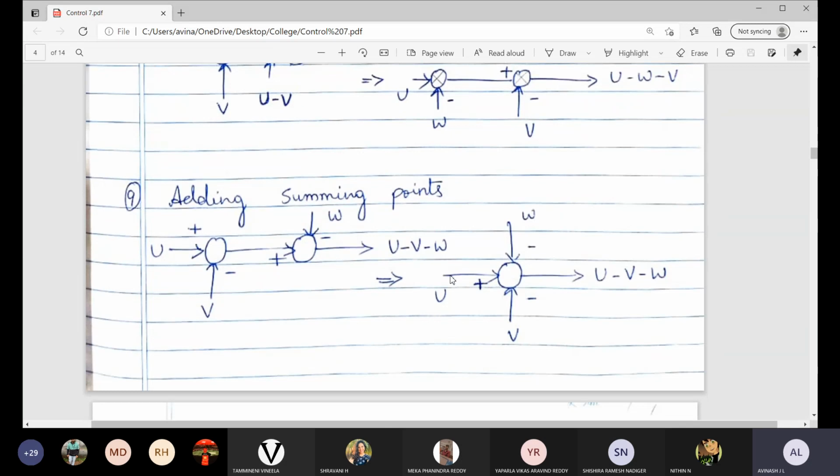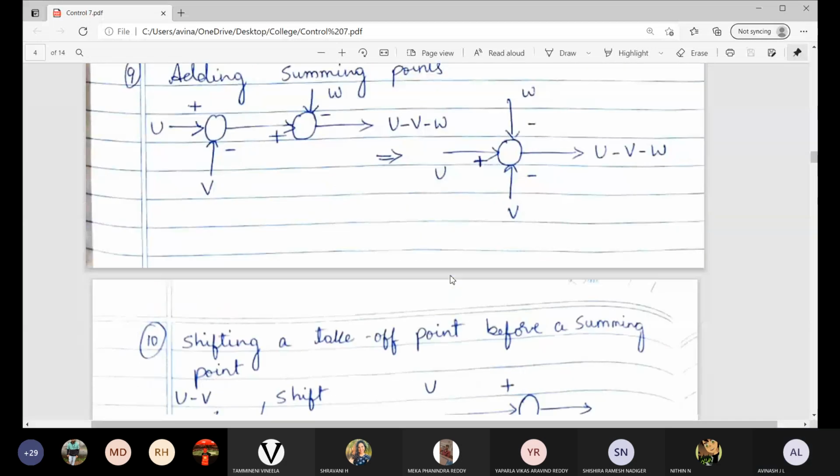That means we're clubbing multiple summing points into one same summing point. That is the thing. So usually two summing points will be clubbed together in your block diagram. So we will go step by step. Only two at a time we are going to club if we have to do it, or else no.